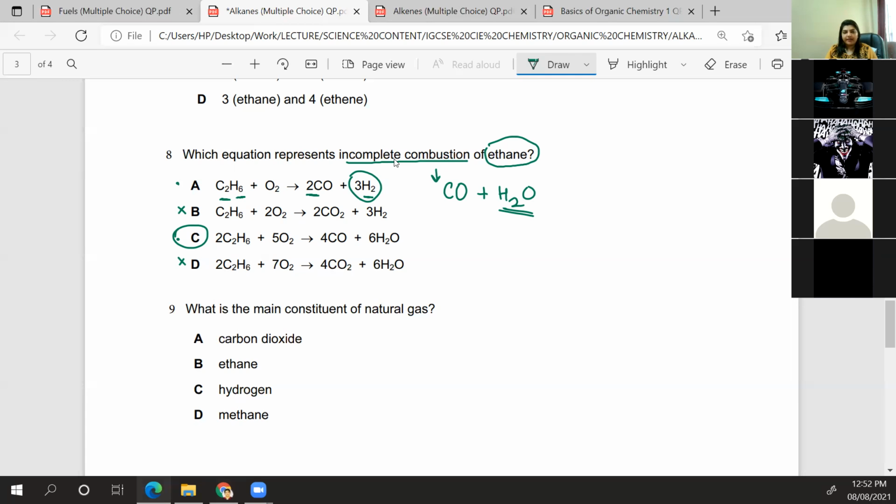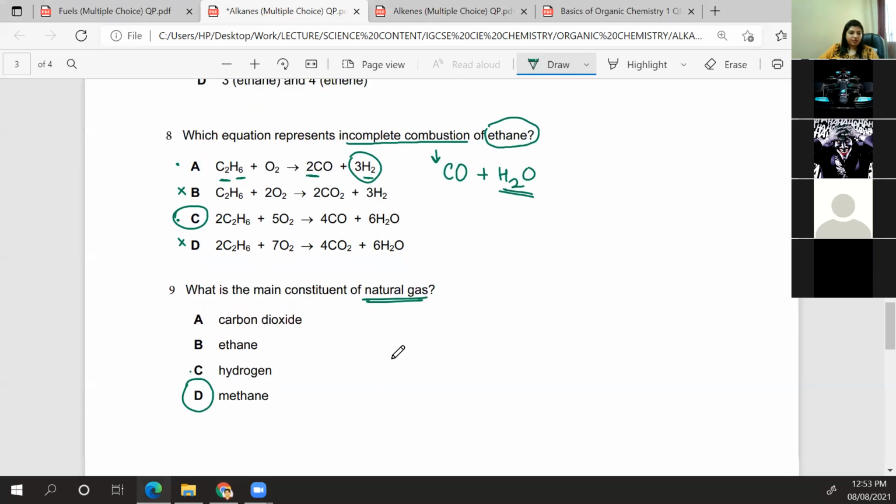Okay. Ninth one is a factual question. When we were discussing the concept, the main constituent of natural gas is methane. It's not hydrogen, not carbon dioxide, not ethane. It is methane, the main constituent of natural gas.